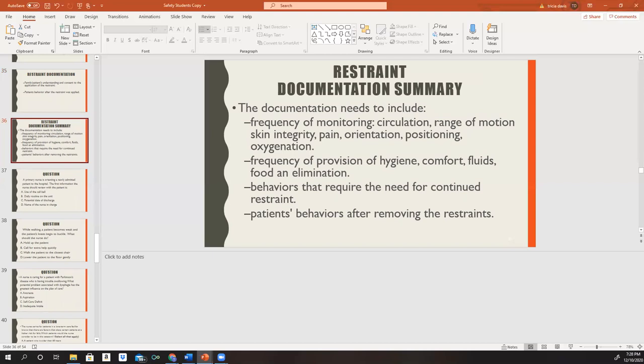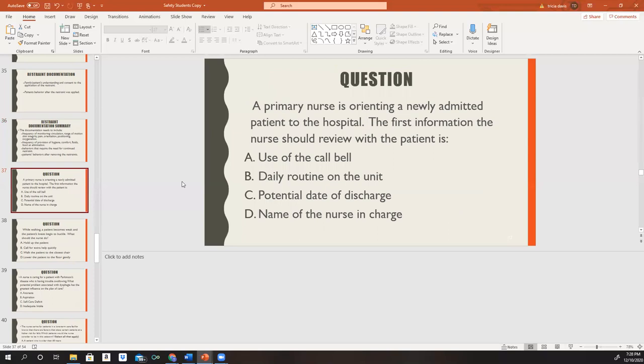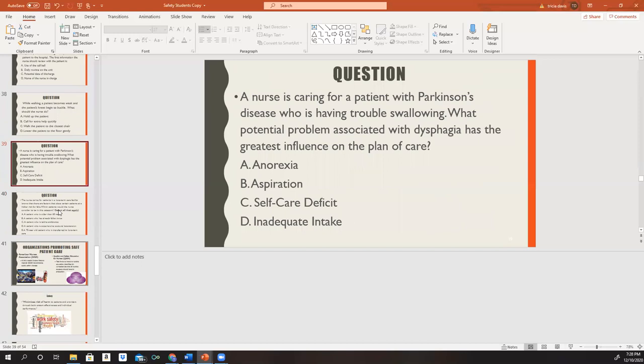So the documentation needs to include frequency of monitoring, circulation, range of motion, skin integrity, if they're in any pain, what their orientation status is, and whether you repositioned them. How's their oxygen? The frequency of the provision of hygiene, comfort, food and elimination. The behaviors that require the need for continued restraint and the patient's behavior after you remove the restraints. We will talk about these next couple questions when we come to our live lecture, so we'll skip over these and do them in lecture.